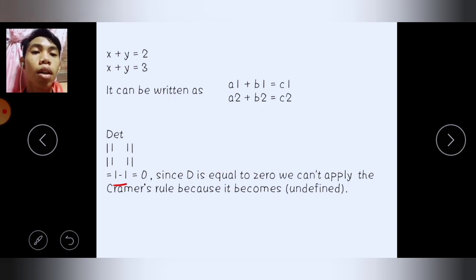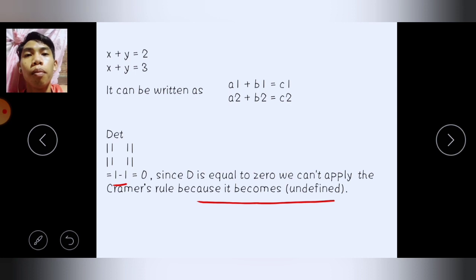So since the D is equal to 0, we cannot apply Cramer's rule because it becomes undefined.